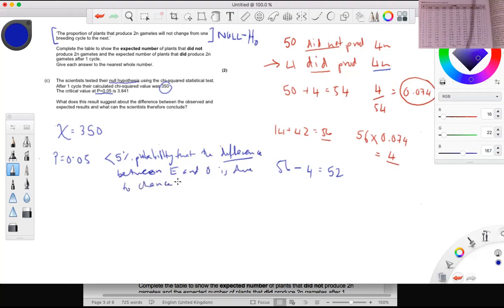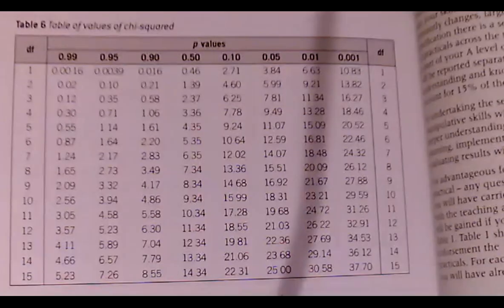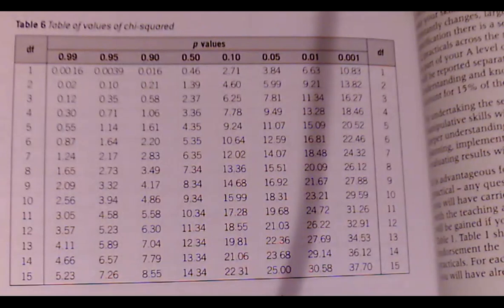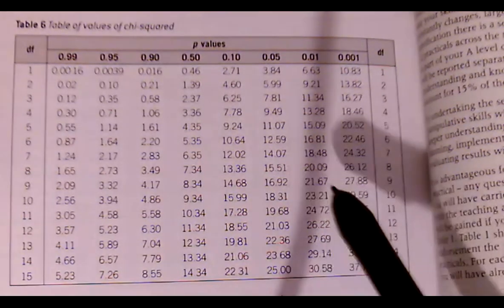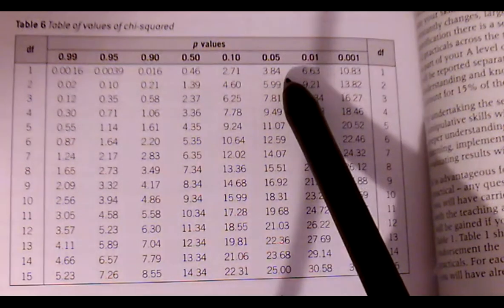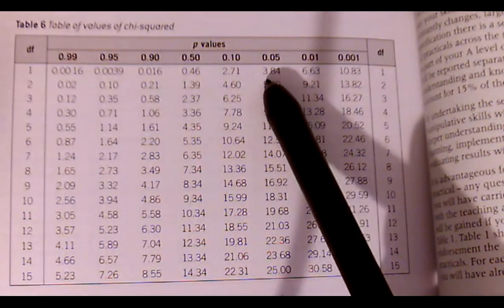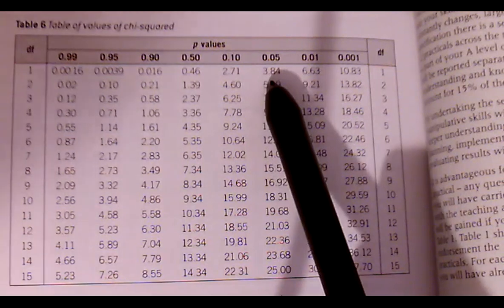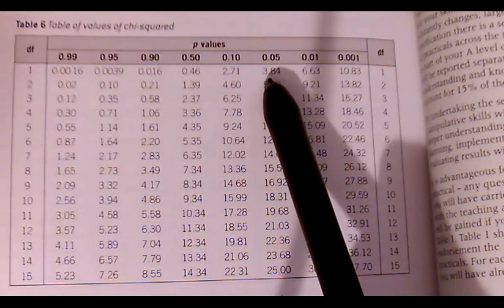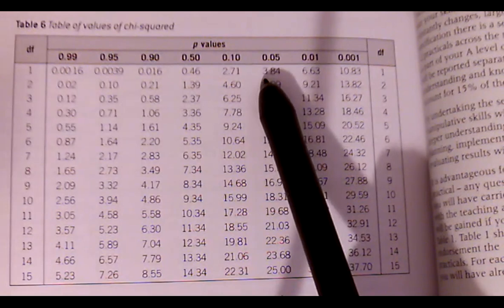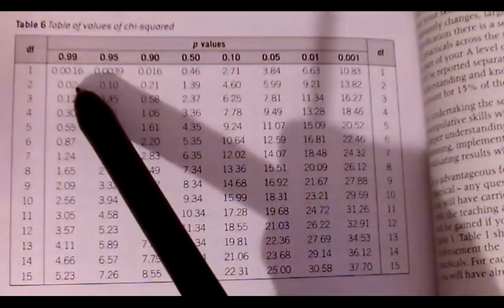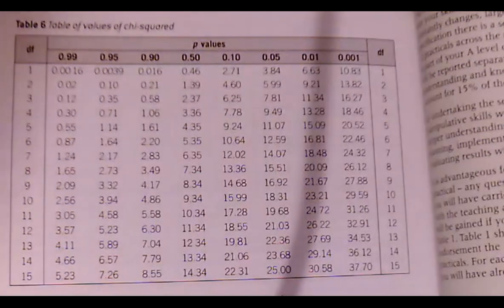All right, so let's have a quick look at this table. This is in your book, page 580. We are looking at p equals 0.05, and this investigation has 1 degree of freedom, and it tells us that the critical value is 3.84. We've been told that the calculated value is 350. If we had to place 350 on this table, the numbers are getting bigger going in that direction, getting smaller going in that direction. So 350 would be way off here somewhere.